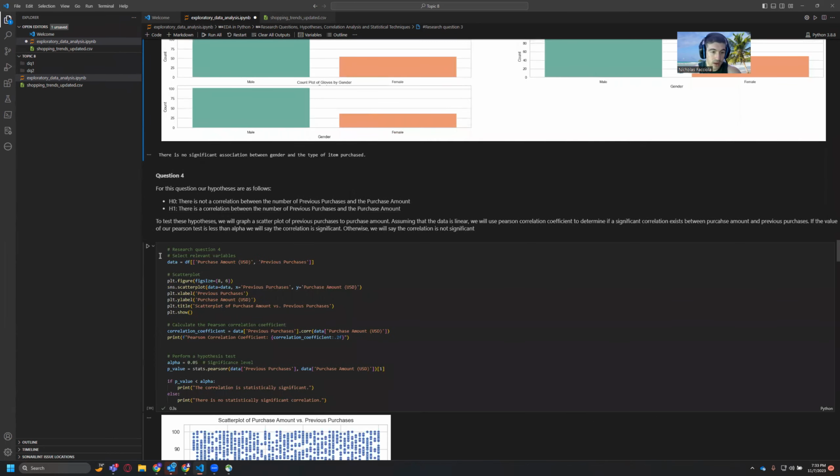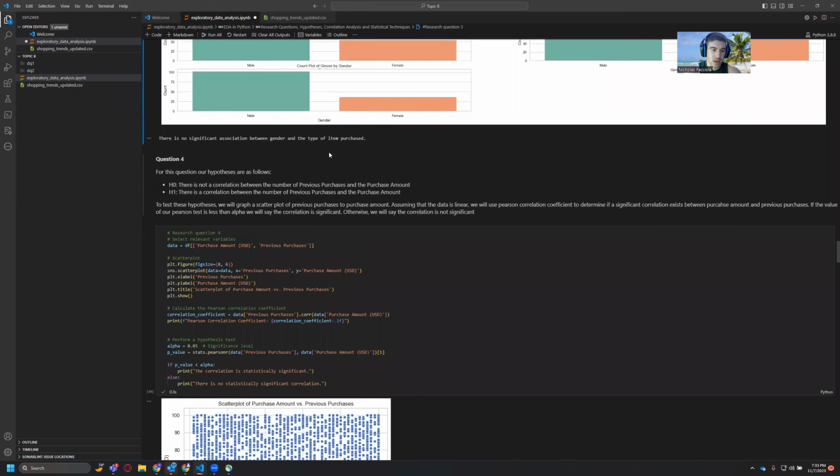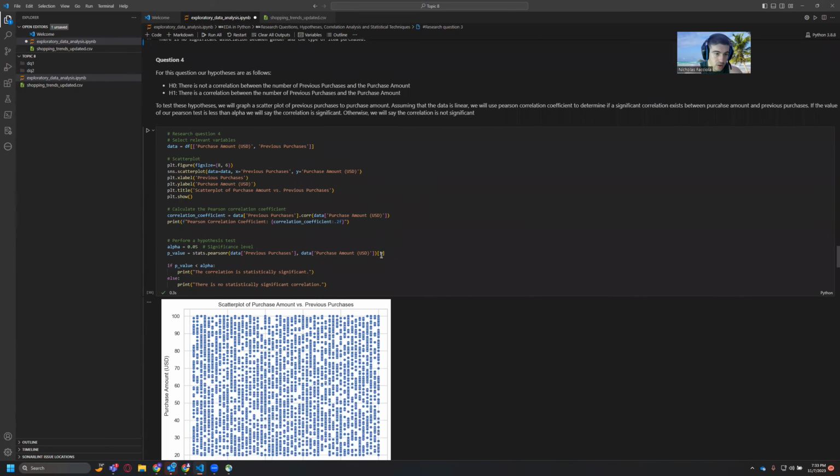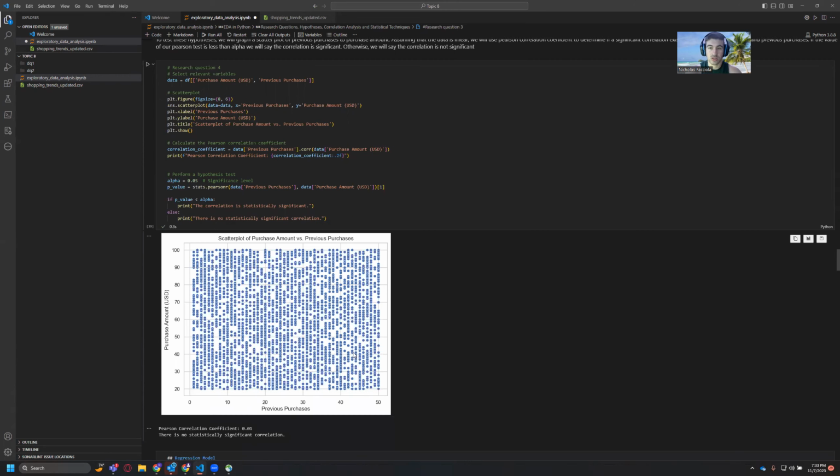Then next, our final question for this task is, is there a correlation between the number of previous purchases and the purchase amount? So as you saw in the heat map, everything was very low, so that's what we're going to expect going into this, but we're still going to run the test to confirm it regardless. So the first thing we can do is plot it into a scatter plot of our previous purchases versus our purchase amount, and then we can calculate the Pearson correlation coefficient by using the Pearson R test. Again, we're assuming that the data is linear here. If we were to be more robust, we would have to check first whether or not it was quadratic, but in this case, we're going to assume it's linear.